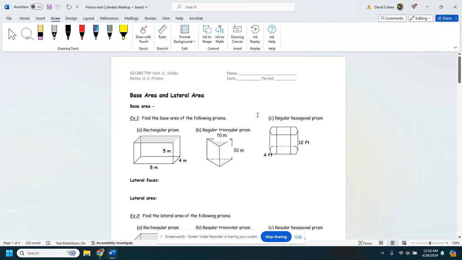Good morning or afternoon. This is Mr. Cohen coming to you from the Algebra 1 testing area. And we've got base area and lateral area for prisms. These are notes for 11.2.